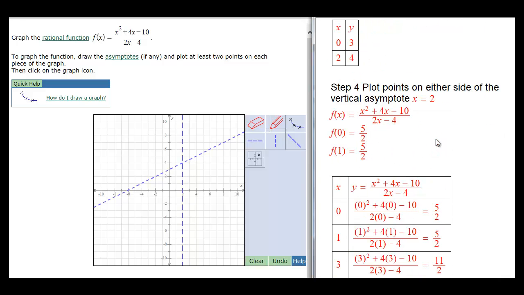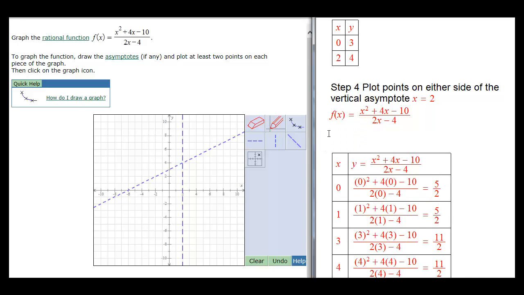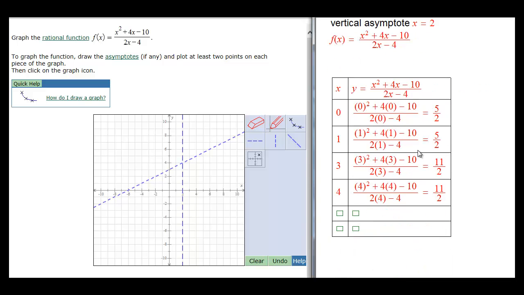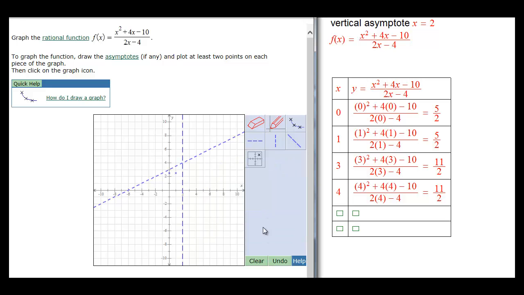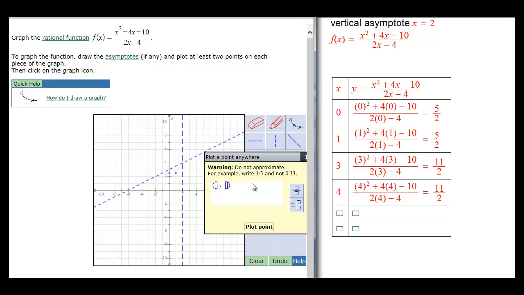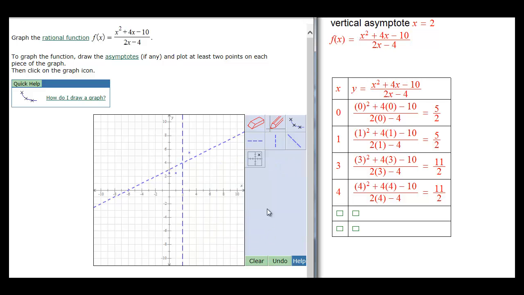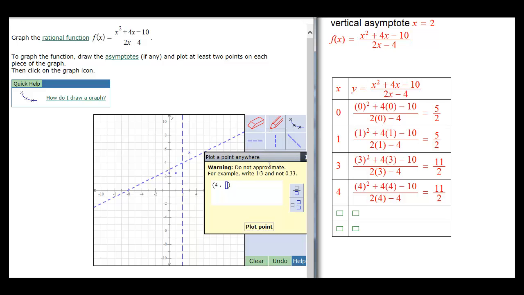What's the next step? So next step is to plot points on either side of your asymptote. So take a look. We are going to plot 0, 1, 3, 4. Put them into the original and plot these coordinates. So we have 0, 5/2. So plot that. We have 1 and 5/2. If you notice, 0 and 1 have the same y coordinate, and we'll explore more of why that is. And same with 3 and 4. Both have 11/2 as their y coordinates, which might look strange to you, but once we graph it, you will see why it's not strange.